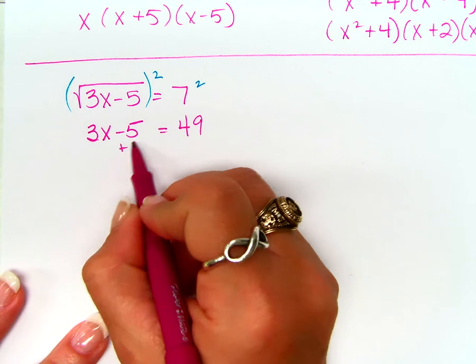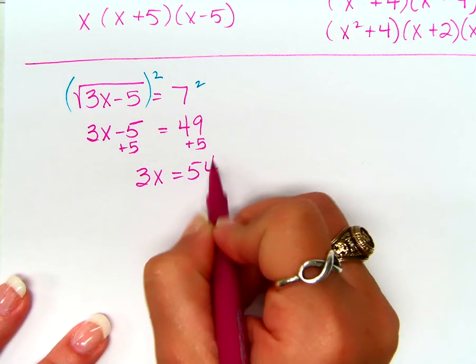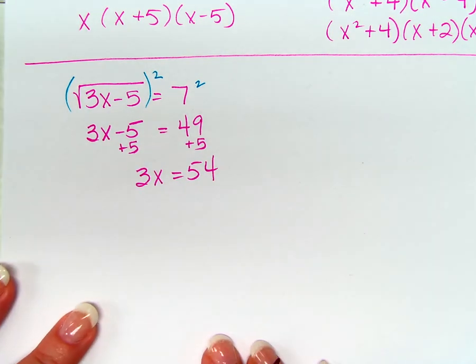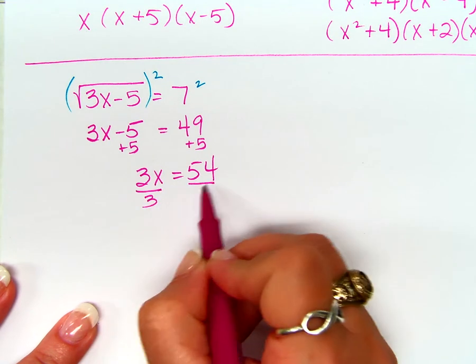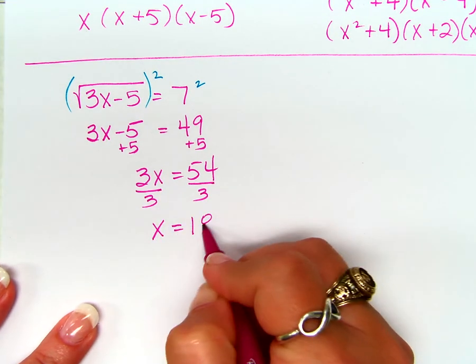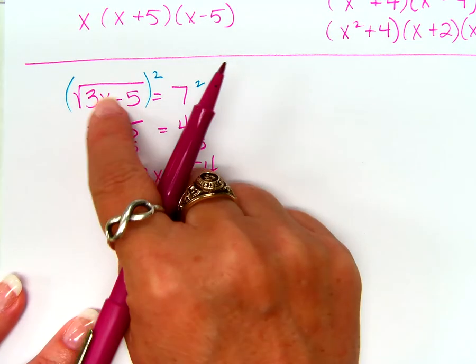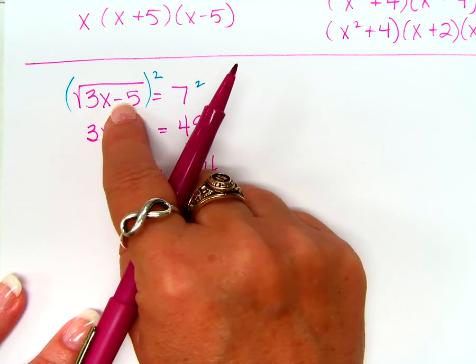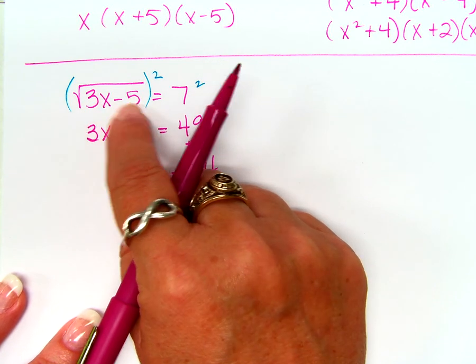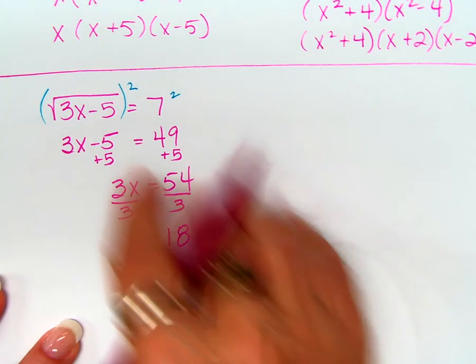So if I add 5 to both sides, I get 3x equals 54. Oh, it does work out nice. If I divide both sides by 3 to solve, x equals what? 18. Goes in 1, 2 left over. Yeah, 18. And we know that this is correct because if we put it in here, 3 times 18 is 54. 54 minus 5 is 49. The square root of 49 is 7, and 7 equals 7. Okay? So those are relatively easy.